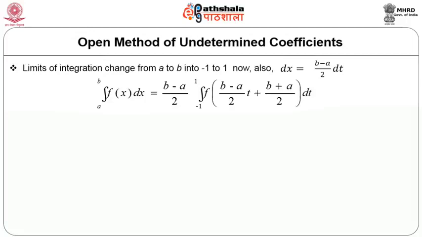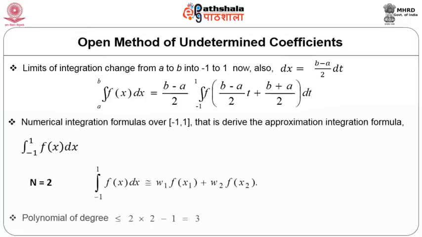x is given by ((b minus a)/2) t plus (b plus a)/2. So the integral from a to b of f(x) dx is equal to, our dx is (b minus a)/2 dt, so (b minus a)/2 outside the integral sign and the integral from minus 1 to 1 of f of ((b minus a)/2) t plus (b plus a)/2. So our problem of the integral from a to b of f(x) dx gets transformed to the integral from minus 1 to 1 of g(t) dt, but let us say the integral from minus 1 to 1 of f(x) dx. So now we shall derive the formula for evaluating the integral from minus 1 to 1 of f(x) dx.